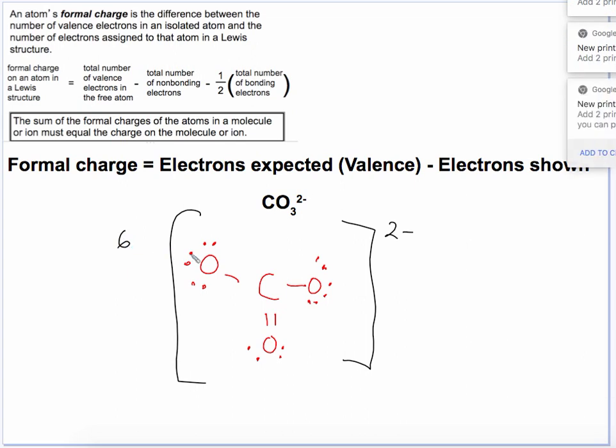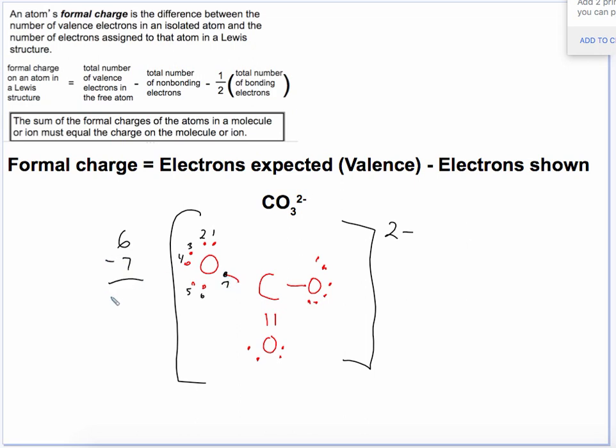So oxygen, this oxygen over here, has 6 valence electrons, and 6 minus 1, 2, 3, 4, 5, 6, and then 7 right there. So 6 minus 7 equals a negative 1. So this oxygen would be a negative 1. Okay, now notice that this oxygen is the same as this one over here. So it's also a negative 1. You don't have to count it.